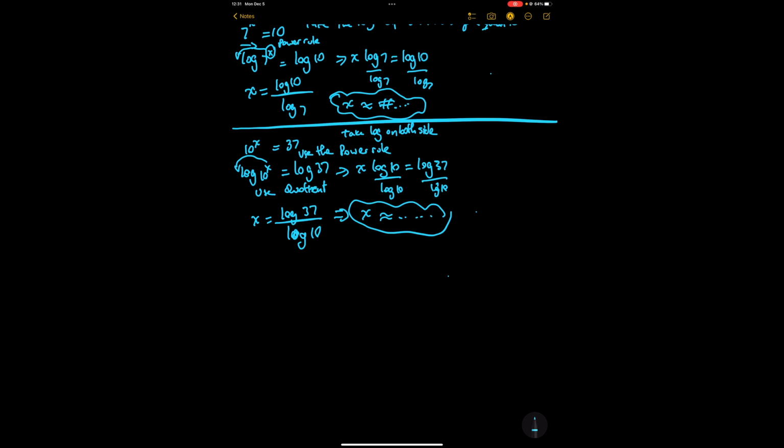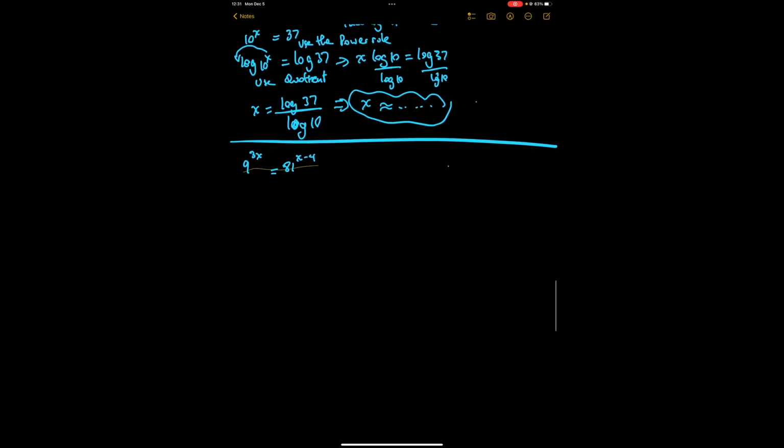Let's do one last one, and then we're going to do a part 2 video because there's going to be more for that. Actually, that's going to be a very interesting one. What if we had something like this? 9 to the power of 3x equals 81 to the power of x minus 4. Remember, we are still solving for x.